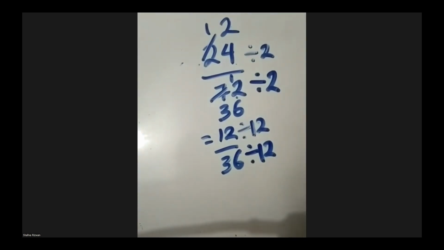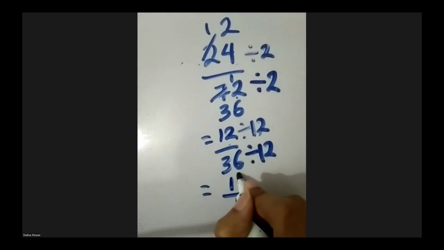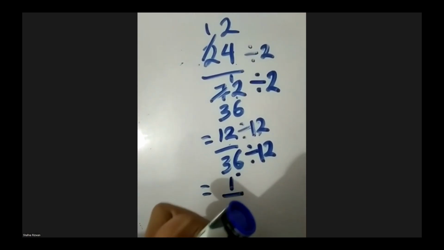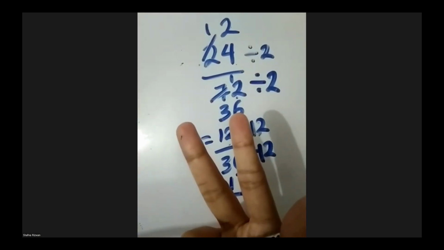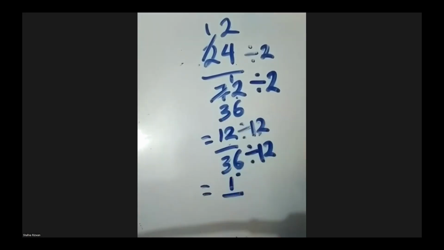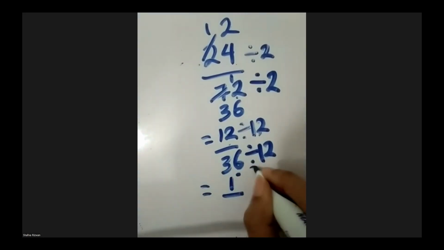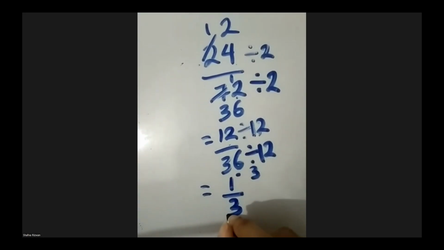Now see here, 12 divided by 12 is how much? How many 12s do you have inside 12? That is one. In 36, how many 12s do you have? 12 ones are 12, 12 twos are 24, 12 threes are 36. Then how many times do you have? 3 times. So come and write 3 here.